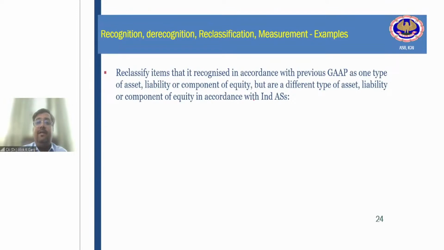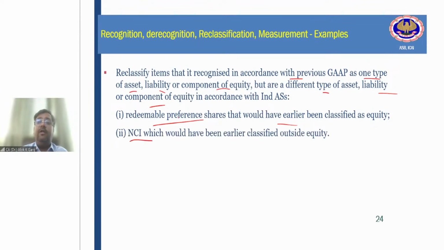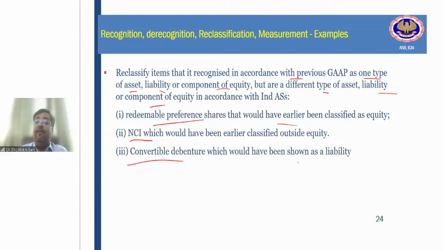Reclassify. Items that are recognized in accordance with previous GAAP as one type of asset, liability or equity, but are a different type of asset, liability or equity under Ind AS. For example, redeemable preference share that would have earlier been classified as equity, but now has to be classified as liability. Non-controlling interest, which would have earlier been classified outside equity, right? Convertible debenture, which would have been shown as liability, but now could be a compound instrument or a liability, right?